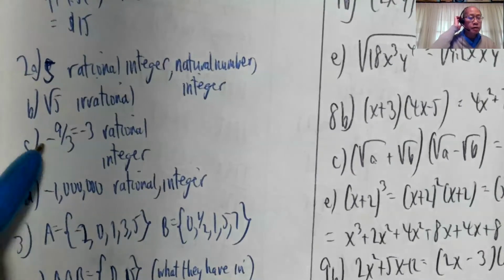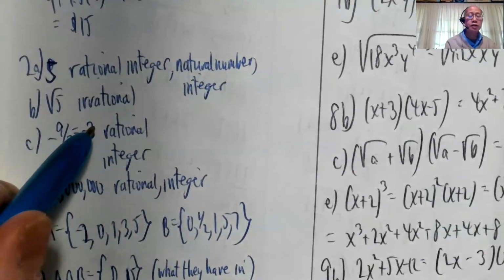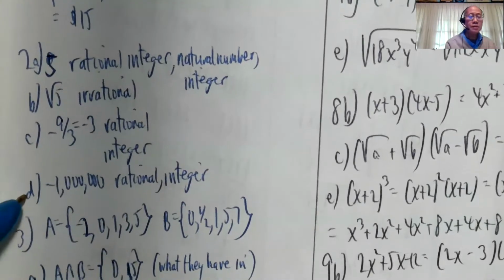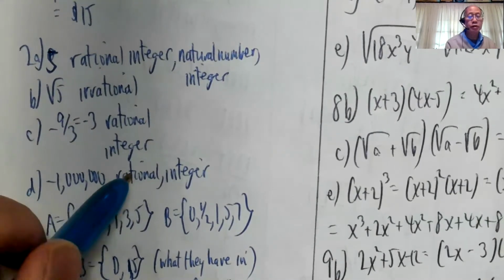C, -9 over 3, that's the same as -3. That's rational, and it's an integer also. And -1 million is rational, and it's also an integer.